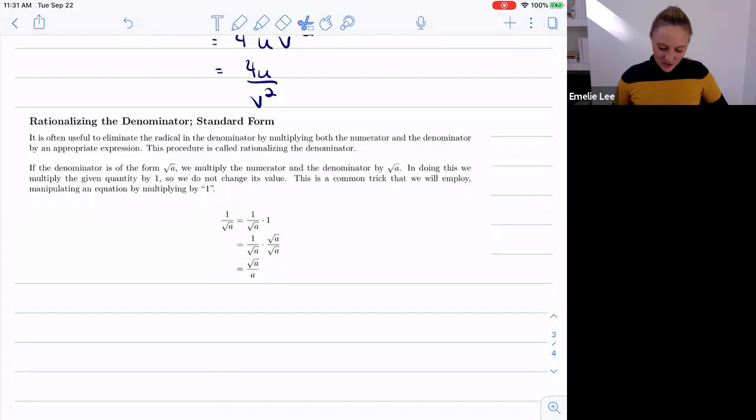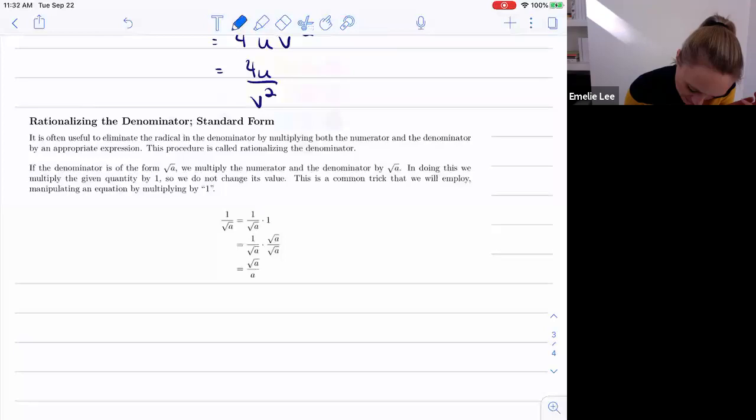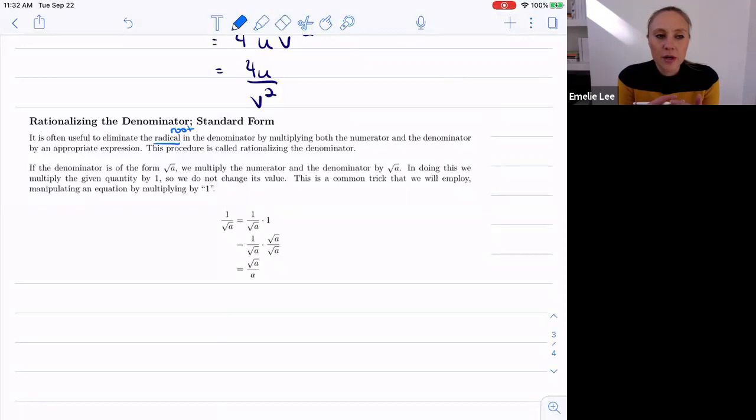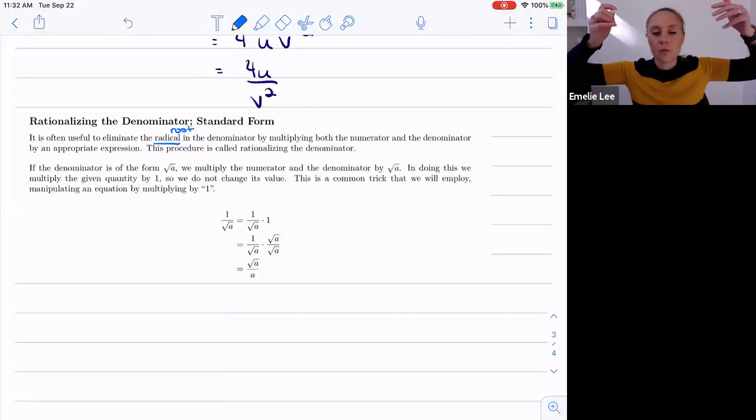So a lot of the time, especially in calculus, if you have a radical, so a radical is just a root, I'll make a note of that here. A radical is just a root. So if you have a root in the denominator, a lot of the time it's going to be more useful to eliminate that. So we want to shift the root from the denominator, and we'll sacrifice the numerator to have that radical or that root.